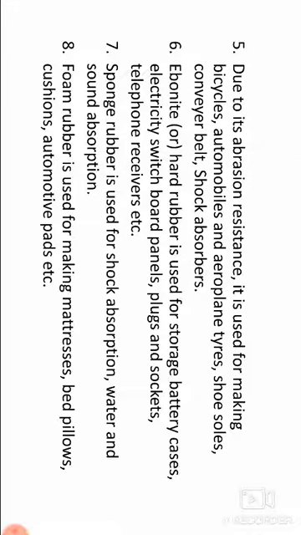plugs and sockets, telephone receivers. Sponge rubber is used for shock absorption, water and sound absorption. Foam rubber is used for making mattresses, bed pillows, cushions and automotive pads. Rubber is used for sealing cookers and refrigerator doors; around the refrigerator door there is rubber, this is natural rubber, and autoclaves. When high temperatures are raised, autoclaves are used, and this also contains another rubber.